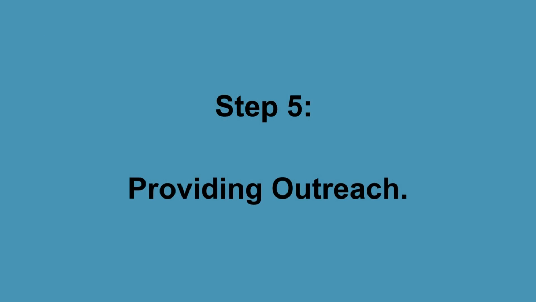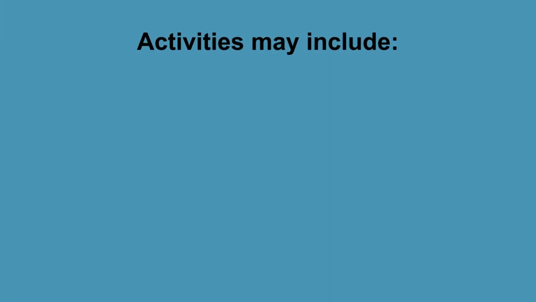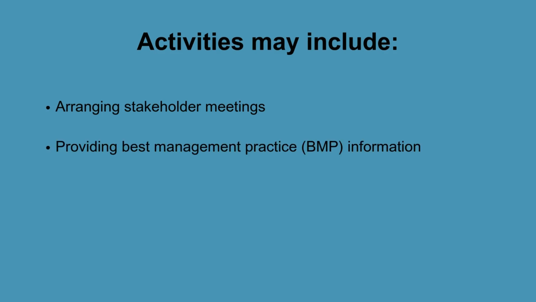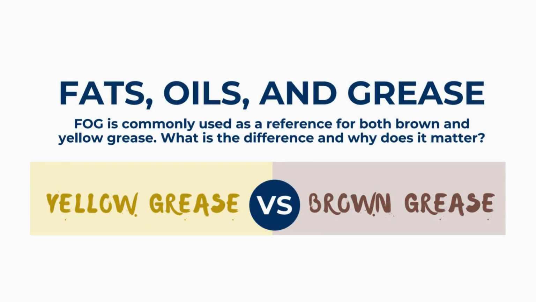Step 5. Providing outreach. The FSEs and the public must be educated about why and how to prevent fog from entering the sewer conveyance system. Activities may include arranging stakeholder meetings, providing best management practice information, and providing educational materials. The fact sheet, Fats, Oils, and Grease, Yellow versus Brown Grease, can be used to educate FSEs about management tips and the value of both types of grease.